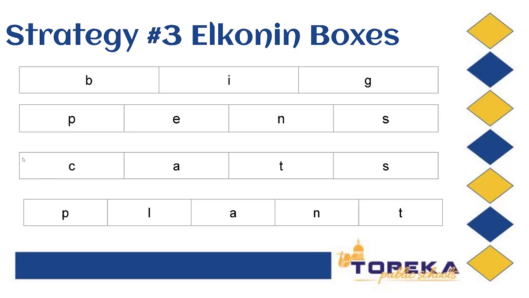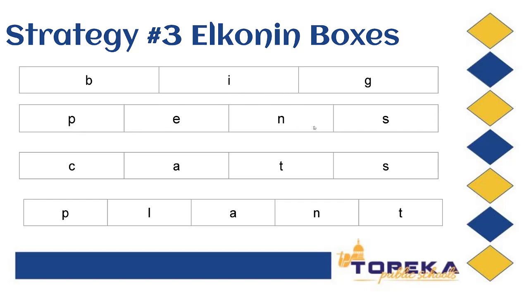So let's look at these Elkonin box examples. If I see the first example and I see the word big, what I might have is 3 chips that students push. So if I say big, tell me the sounds you hear in big. And they would push a chip up for the b. They would push a chip up for the i. A chip up for the g sound. So they would be pushing 3 sound chips for the word big.